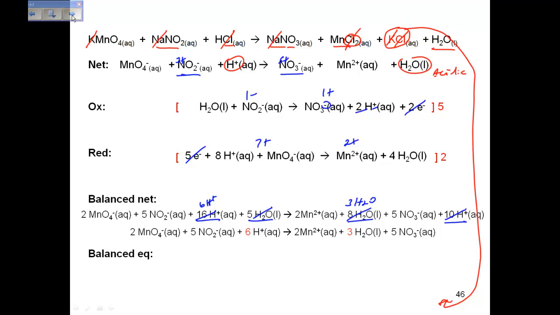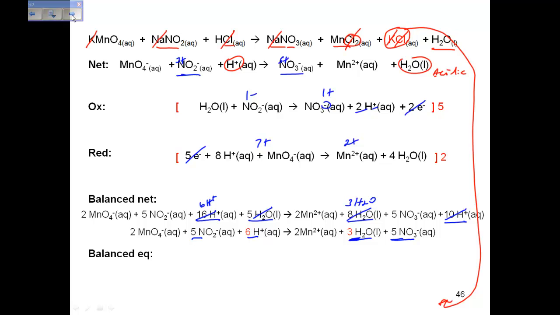That gives me my balanced equation as written. At this point, I can verify that everything is balanced. Let's check out the atoms first. I got 2 manganeses and 2 manganeses. I have 8 oxygens plus 5 to 10 oxygens. That's 18 oxygens. On the product side, I have 15 oxygens plus 3 oxygens. That's 18 oxygens. I have 5 nitrogens and 5 nitrogens, 6 hydrogens, and 6 hydrogens. All the atoms are balanced.